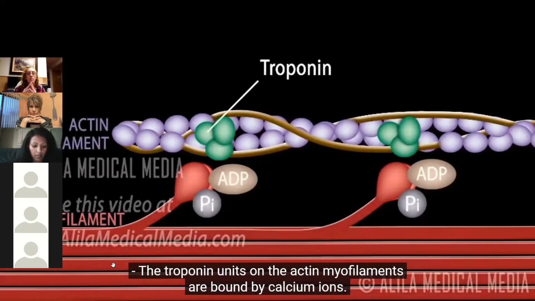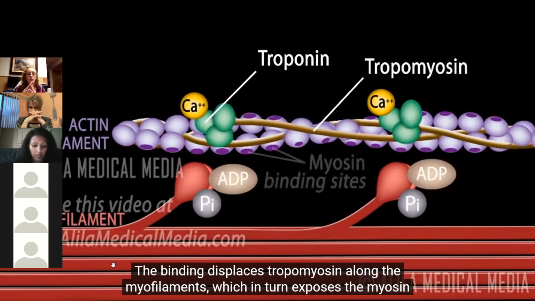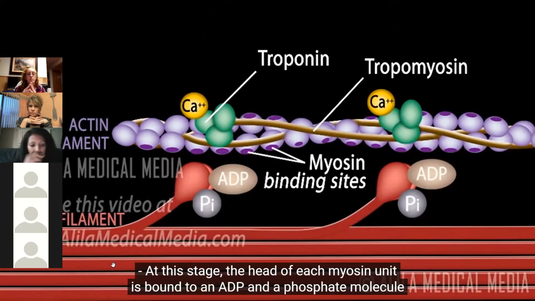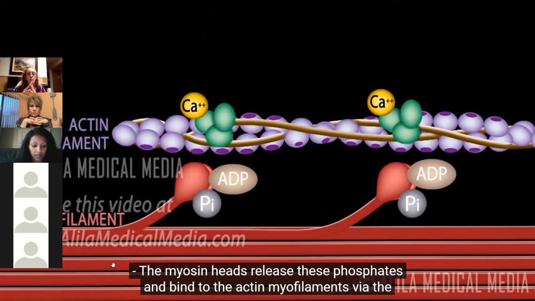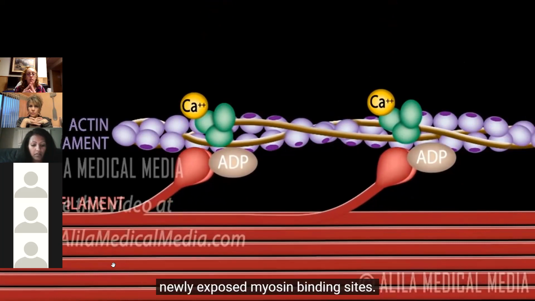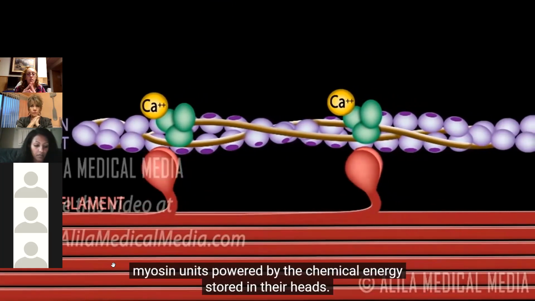The troponin units on the actin myofilaments are bound by calcium ions. The binding displaces tropomyosin along the myofilaments, which in turn exposes the myosin binding sites. At this stage, the head of each myosin unit is bound to an ADP and a phosphate molecule remaining from the previous muscular contraction. The myosin heads release these phosphates and bind to the actin myofilaments via the newly exposed myosin binding sites. The two myofilaments glide past one another, propelled by a head-first movement of the myosin units, powered by the chemical energy stored in their heads.